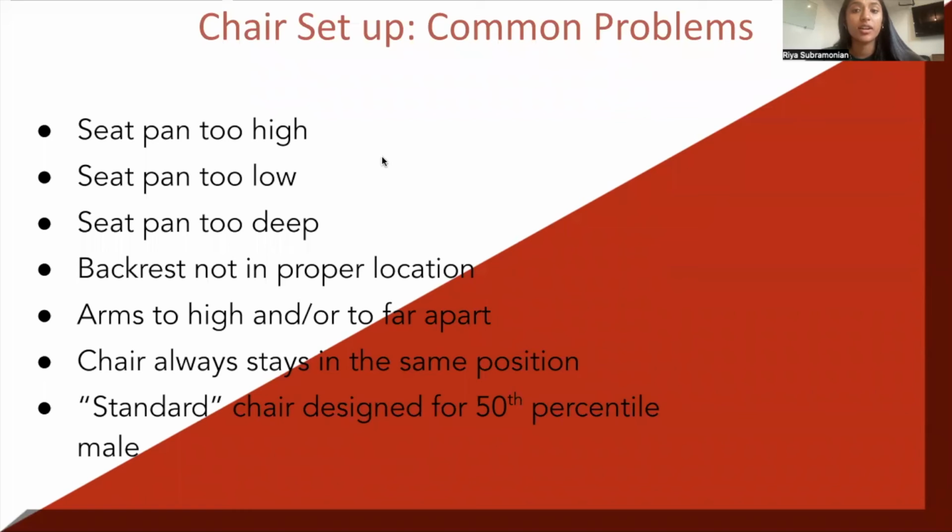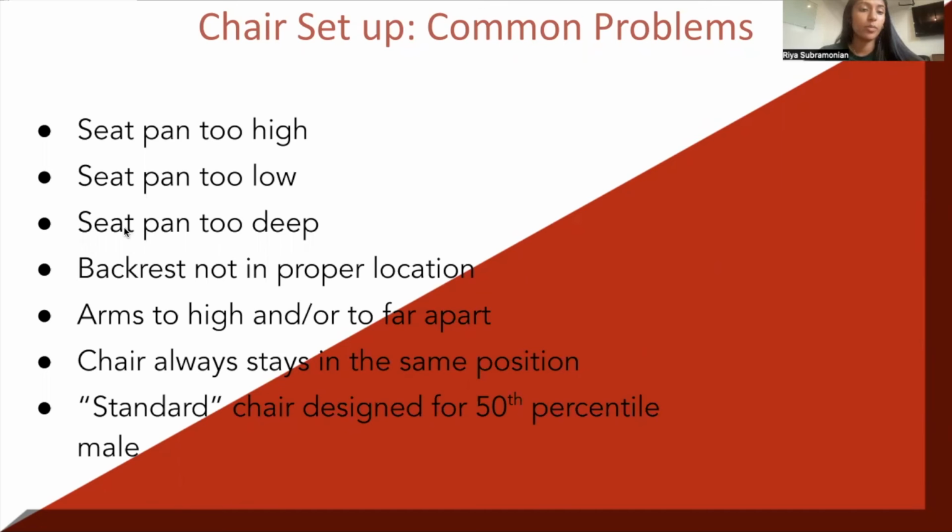Here we have a list of common problems when setting up a chair. First two we have are the seat pan being too high or too low. Remember that we want to have our feet flat on the floor with a 90 degrees or 110 degrees angle in our knees and hips.